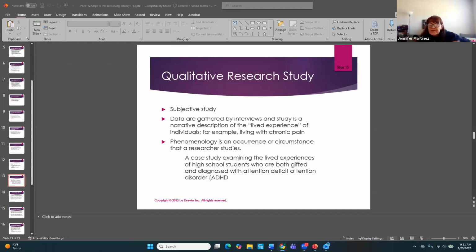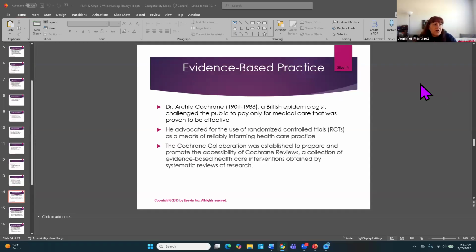All right, so we talked about the two different types of research studies. So let's talk about evidence-based practice. You've heard of evidence-based practice before. What is evidence-based practice?